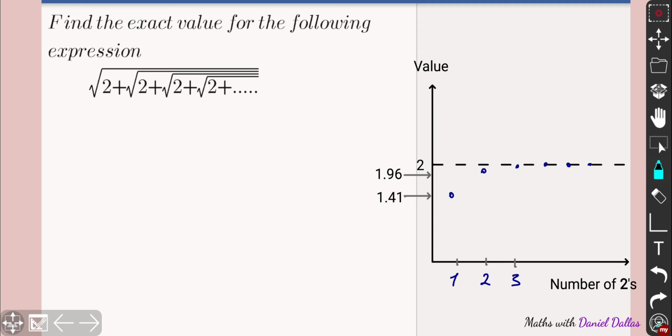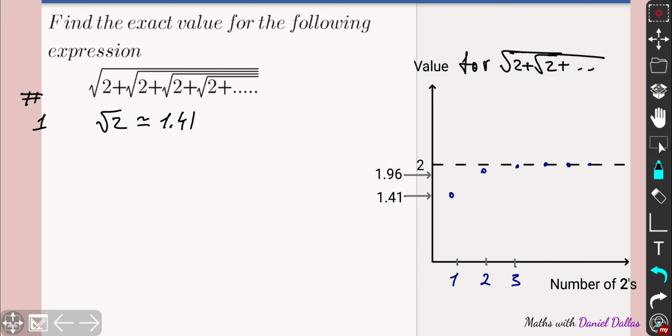So let's say we have only one square root of 2. That's around 1.41, right? So basically the number of 2's will lay out how many 2's we have. We'll get just one 2 under the square root, and that's the value for square root of 2, then square root of 2 plus square root of 2, and the same, continuing the process.